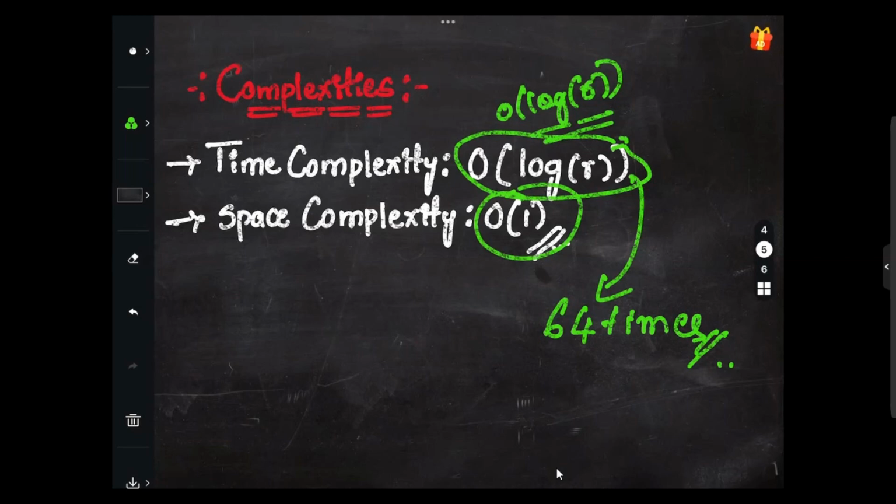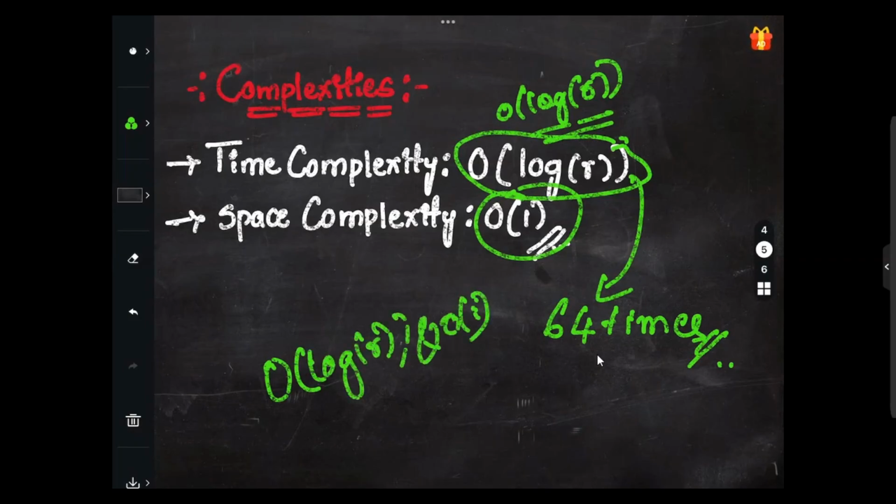So the time complexity and the space complexity for the code that we'll be writing would be big O of logarithmic r and big O of 1 respectively, right? So as we are completely familiar with the complexities part and the approach part, we are good to write the code. Let's start writing the code.